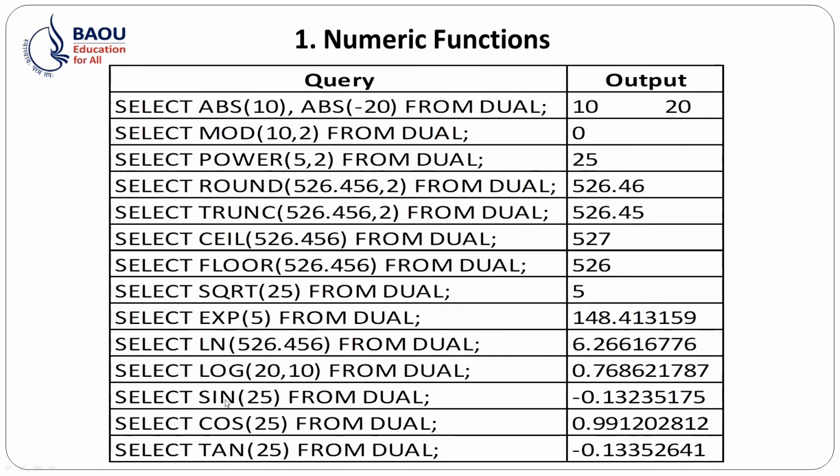Now the sine function returns the sine value of 25. Cos returns the cos value of 25, and tan returns the tan of 25, as shown here. How to use all the numeric functions in a query? See, here the table is given. You can see it in the table.